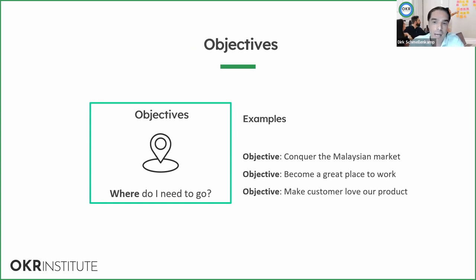make customers love my product. So as you can see here, it's very easy to understand, very short sentences. And I also mixed it up with external and internal objectives. So the first one, conquer the Singaporean and Malaysian market, is an external objective, as well as the last one, make customers love my product. The second one, become a great place to work, is an internal one. So I would also strongly advise you to mix up your objectives. You have an external as well as an internal one.